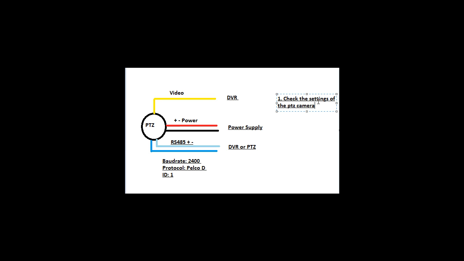Once you're absolutely sure that the settings match on the camera, the last thing that could go wrong is the actual RS-485 wire. Make sure the wire didn't get cut, or make sure it's in there tight and didn't get loosened up or anything like that. So let me go ahead and write the steps down.